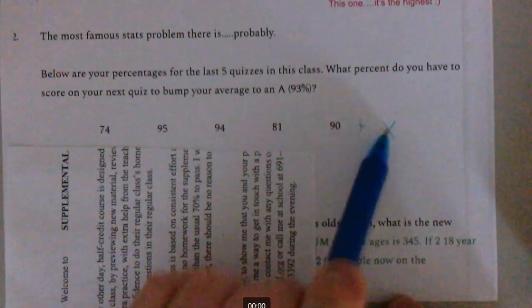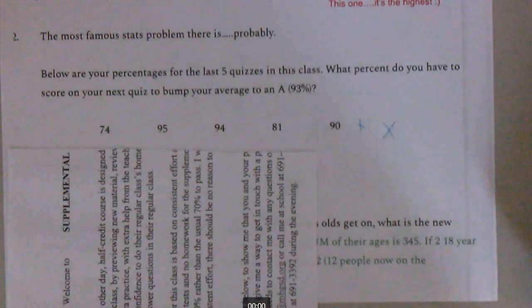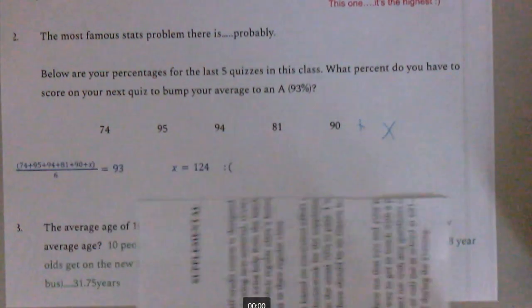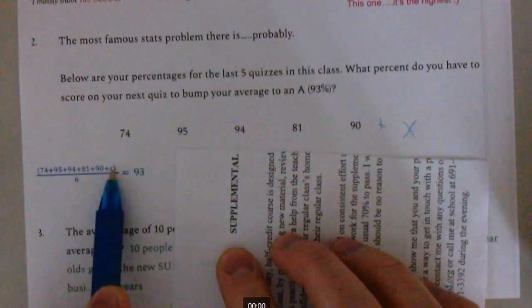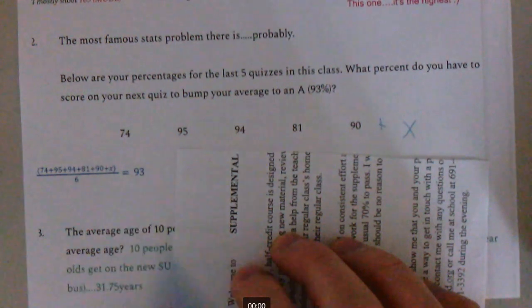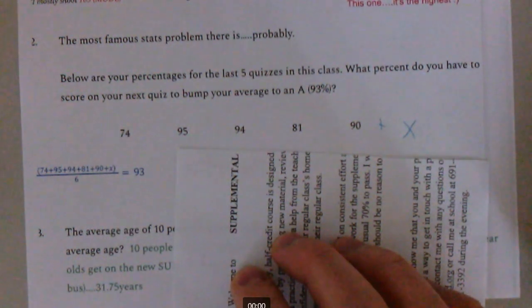1, 2, 3, 4, 5. There are 6 numbers total. I want that average to be a 93. So here's what I have set up. Adding all the numbers together, dividing by 6, and it equals 93. Now I have to solve this equation.